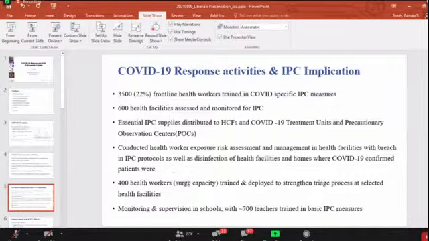To strengthen the triage practices at all of the healthcare facilities, we trained healthcare workers, basically medical students, and they were deployed to all of our hospitals to ensure that the triage process was strengthened and ongoing. We continue to monitor and supervise the schools to ensure that IPC practices are ongoing since schools are already open. 700 teachers of those high schools and universities were trained on basic IPC.